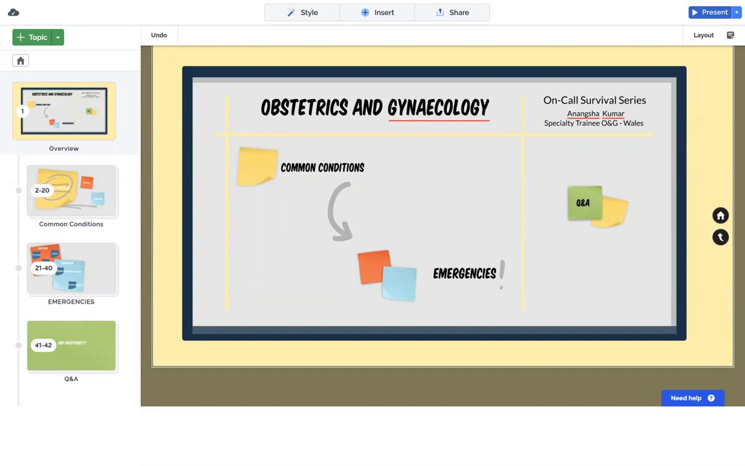Hi, I'm Anangsha. I'm one of the ST1 trainees, going to be ST2 in August in Wales. Just to get an idea about the audience, is everyone a final year med student about to start their F1 rotations? Am I right in saying that? It's a mix with majority med students and the occasional one. Okay, perfect. No worries.